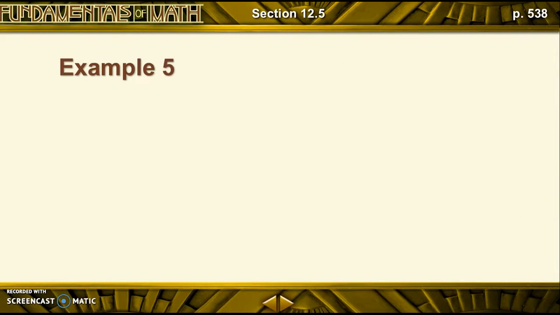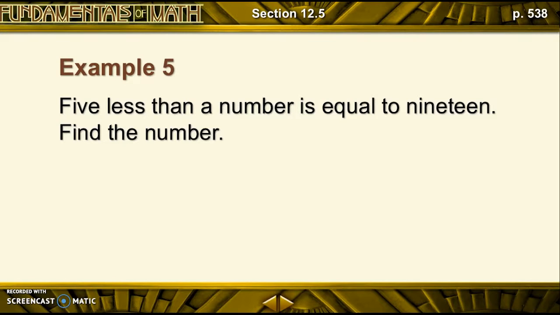And then last but not least is example 5. It's just another one where we have to translate it first. So we have 5 less than a number is equal to 19. Find the number. So 5 less than a number is 5 less than what I started with. What did I start with? I started with a number. So I have a number minus 5 is equal to 19.